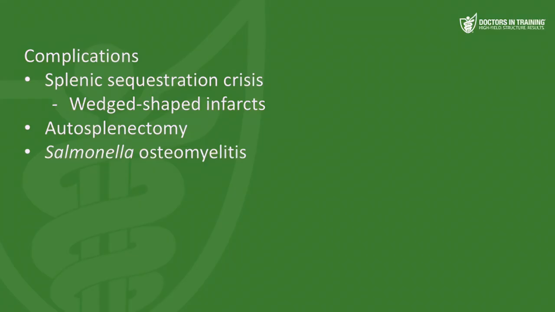Salmonella osteomyelitis is more common in sickle cell patients. That's a classic test question. A sickle cell patient comes in with osteo, what's the organism? Salmonella. They can get aplastic crises due to parvovirus B19 infection, just like we saw with hereditary spherocytosis.